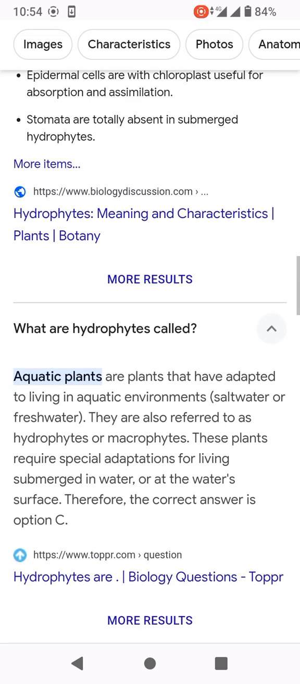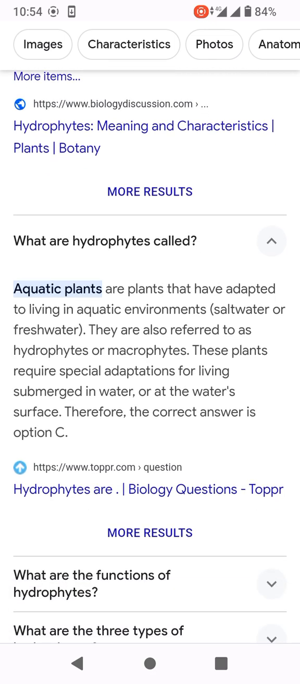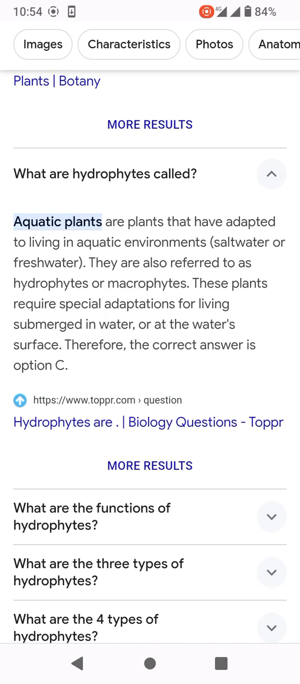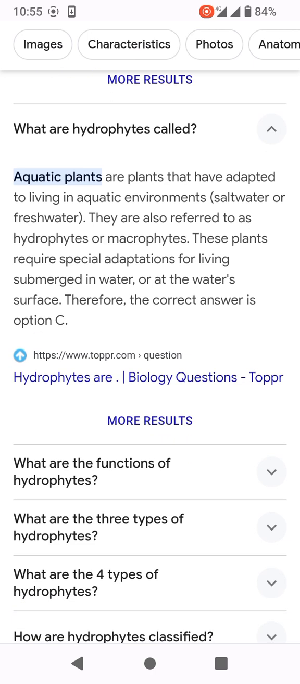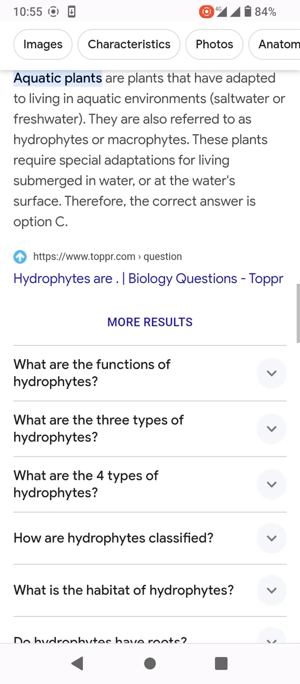What are hydrophytes called? Aquatic plants are plants that have adapted to living in aquatic environment. They are also referred to as hydrophytes or macrophytes. These plants require special adaptation for living submerged in water or at the water's surface. Therefore, the correct answer is option C.